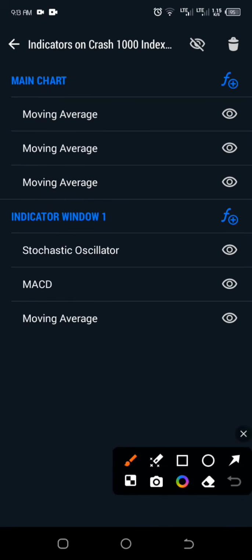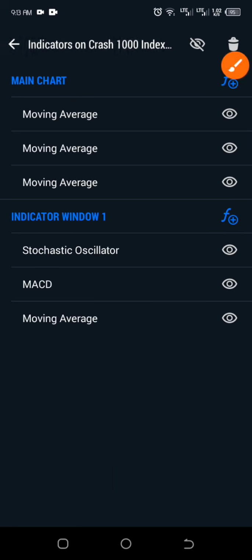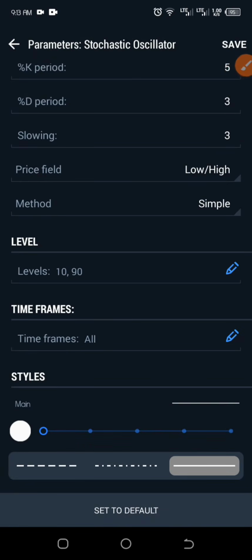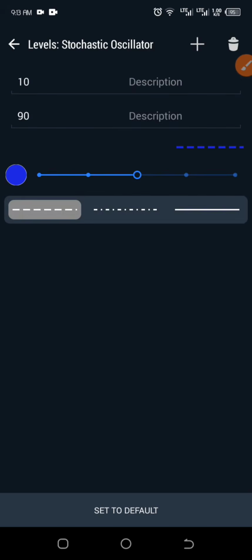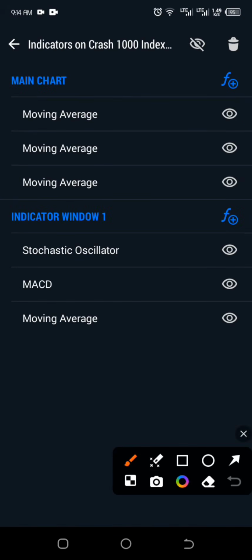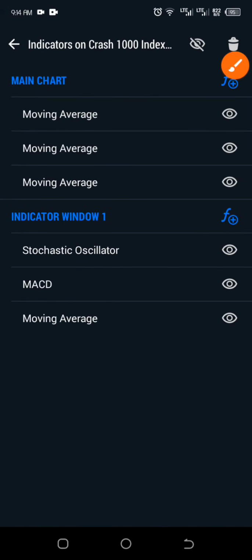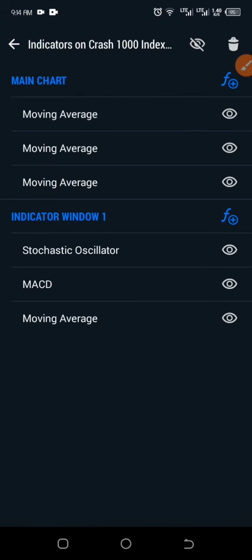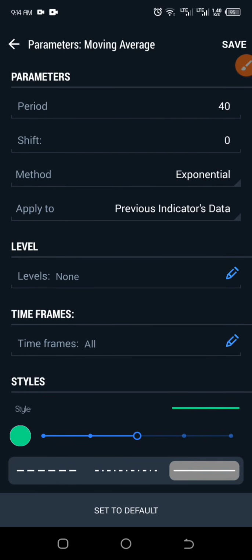Now how do you add these moving averages? You click on this main chart plus, click on here, and you are going to be adding everything. Now for the stochastic oscillator, you do the same thing. Set the stochastic oscillator up like this, then go to your levels. You add the 10 and 90 levels, then you go back and click on save. Now for the MACD, you click on the indicator plus, search for MACD, and these are the MACD properties right here. Click on save. And for the last moving average, these are the properties, then click on save. Those are the settings you're going to be using for this strategy.